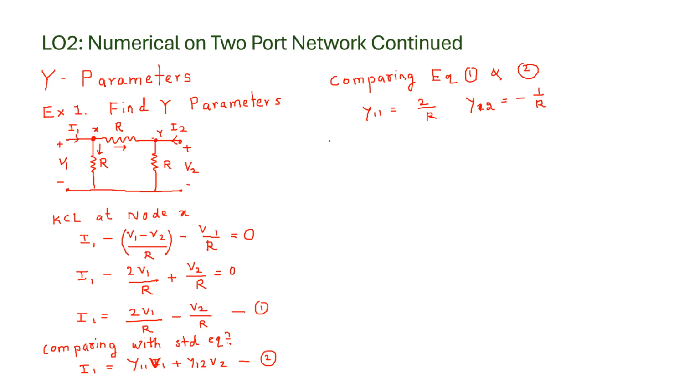Okay, now let us go for the KCL equation at node Y. So now we can see this current I2 is entering this node. So current entering, we take it as positive. Now we can take current leaving at this node in this direction. So we can write minus (V2 minus V1) divided by R, and there is a current in this resistor leaving, we can take it as minus V2 by R equal to 0.